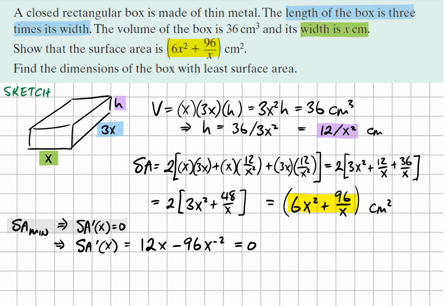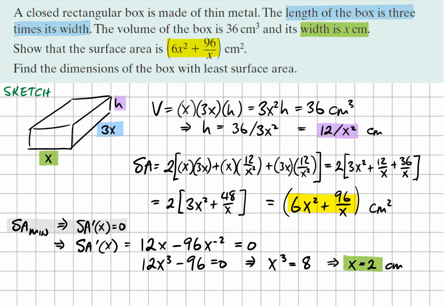So we want to solve this equation. We might multiply each term by x squared, giving 12x cubed minus 96 equals 0. Then dividing across by 12 and adding 8 to both sides, we see x cubed is equal to 8. So x is equal to the cube root of 8, which is 2. Or in the context of the question, 2 centimeters is more correct.